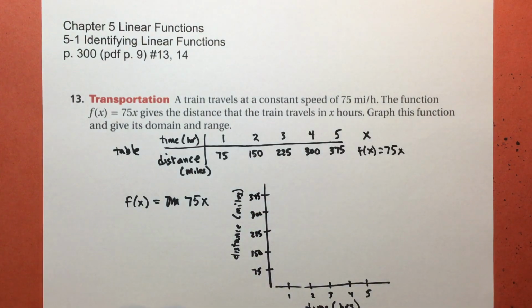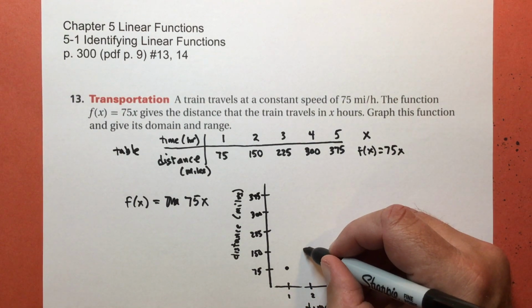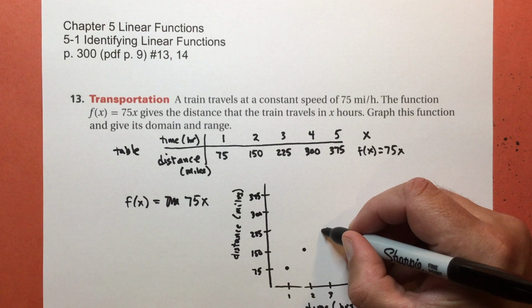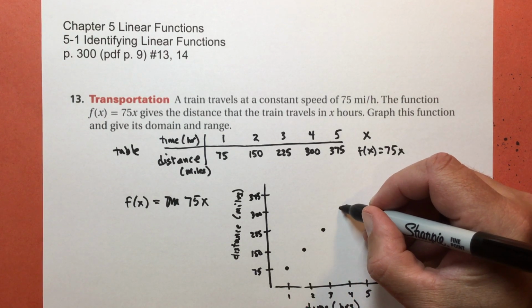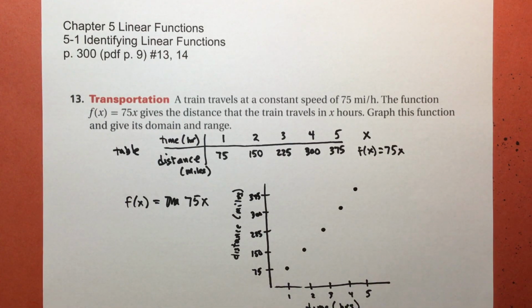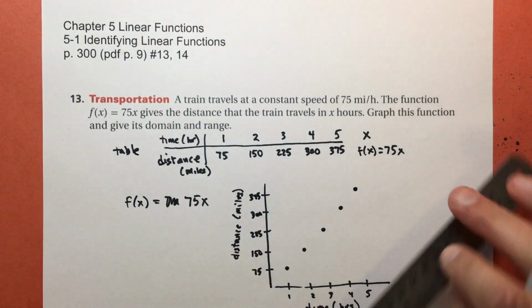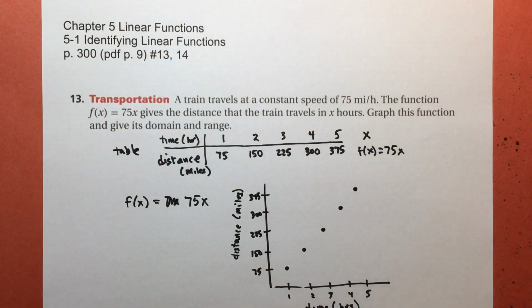So 1 hour goes 75 miles, 2 hours goes 150, 3 hours goes 225, 4 hours, graph paper would be so much better, but that's okay. 5 hours goes 375. Almost done. And again, I'm going to use my ruler. We'll call it a rough sketch, okay? Graph paper would make this a little bit better.